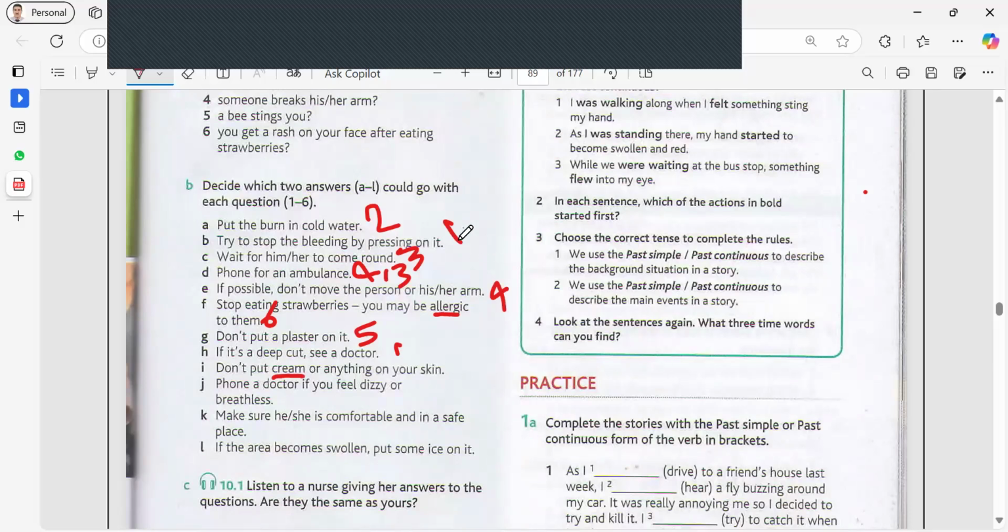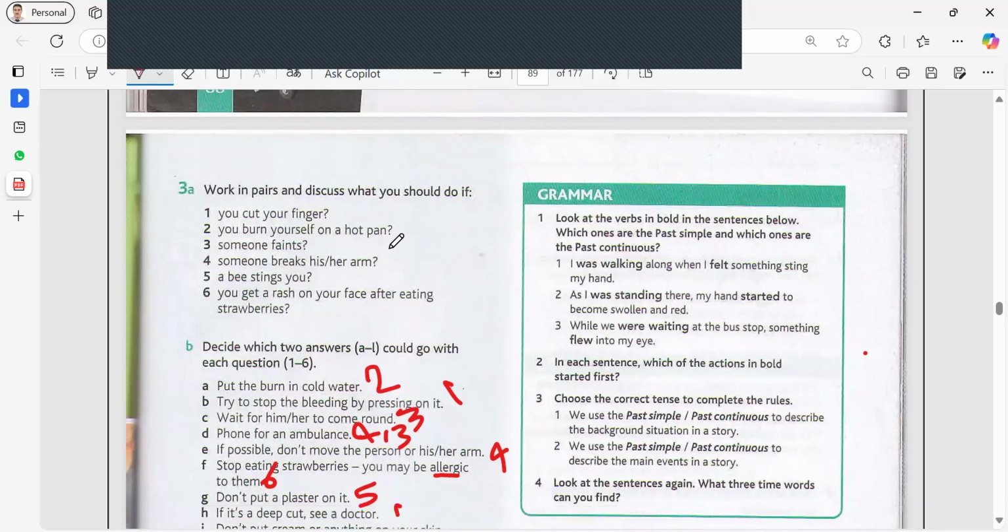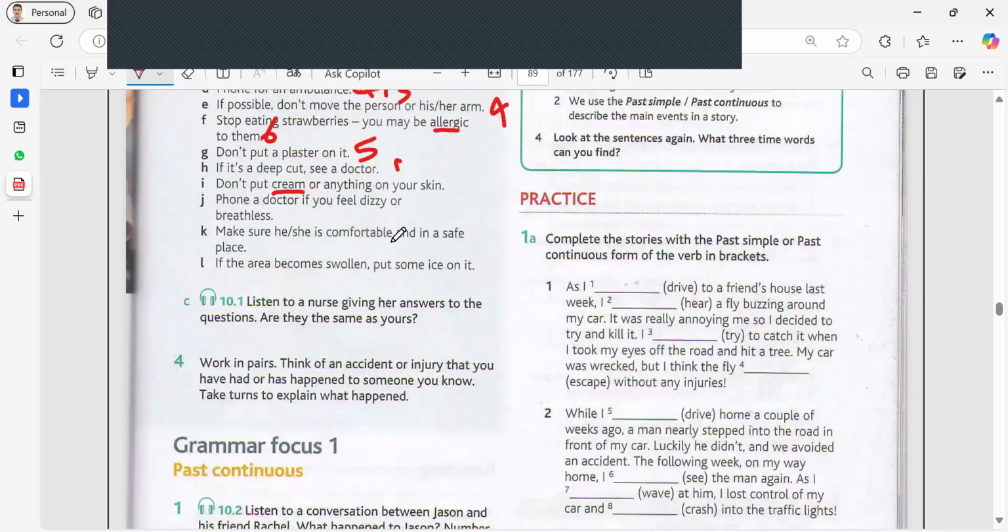Allergic, right? Maybe 6, yes. Number 2, if you burn yourself on a hot pan, maybe. Or a bee stings you. So you can use these in different situations here.